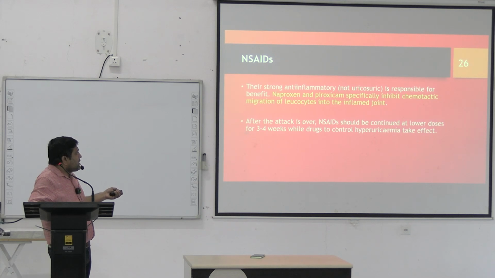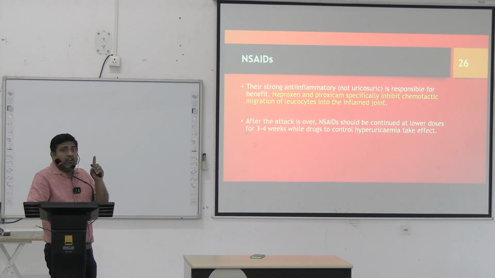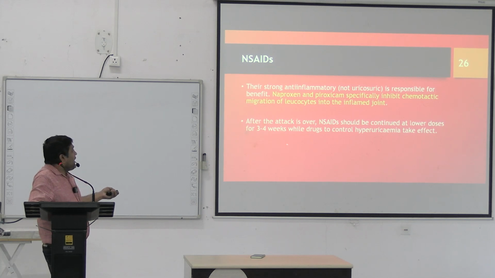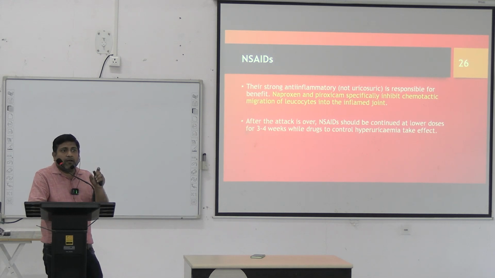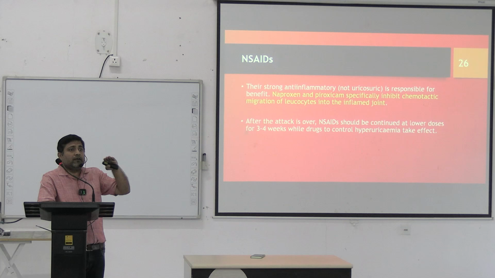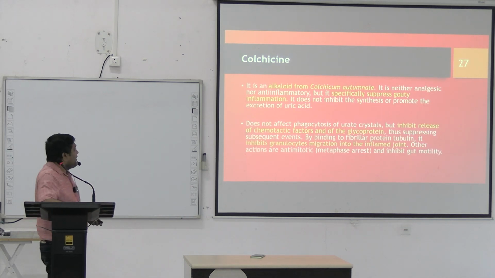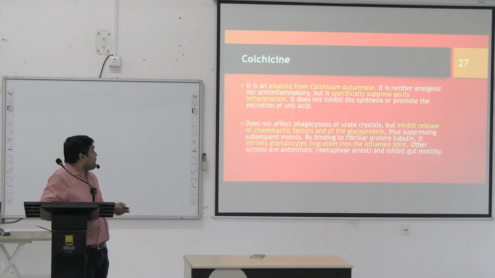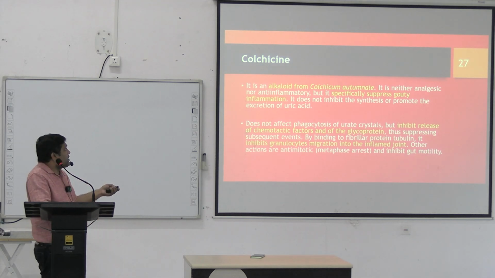After the attack is over, NSAID should be continued at lower doses for the next 3 to 4 weeks, while drugs to control hyperuricemia take effect. মানে ইনফ্লামেশনটা কমে যাওয়ার পর আমি ইউরিক অ্যাসিড লোয়ারিং ড্রাগটা দেব, তার উপরে কিন্তু একটা NSAID কভারটা রাখবো for next 3 to 4 weeks. Colchicine is an alkaloid obtained from the plant Colchicum autumnale.